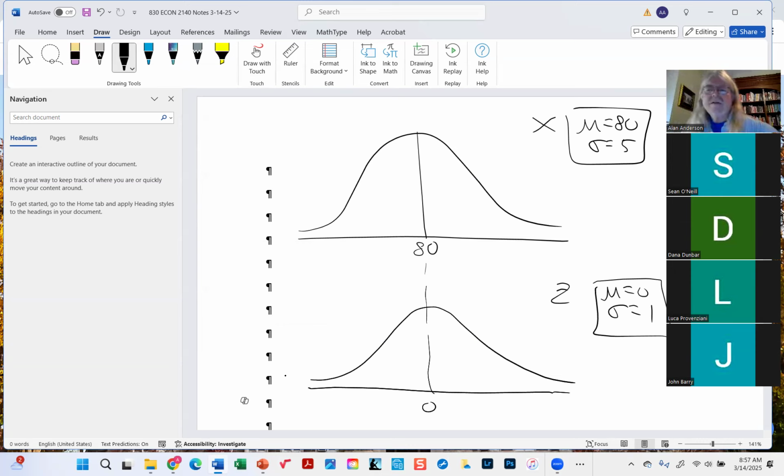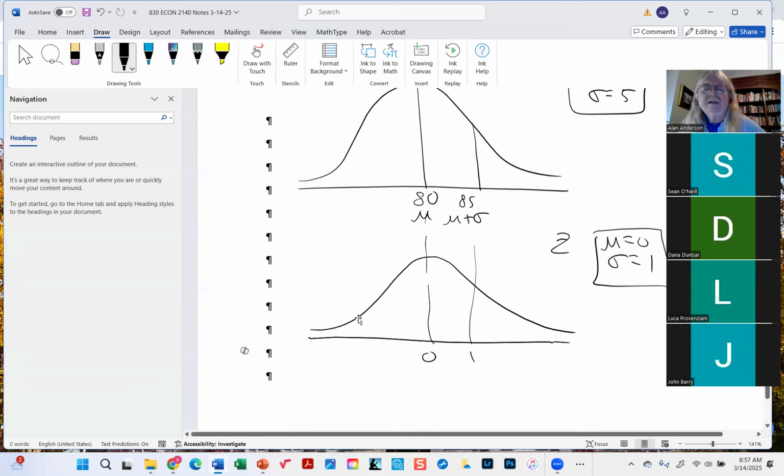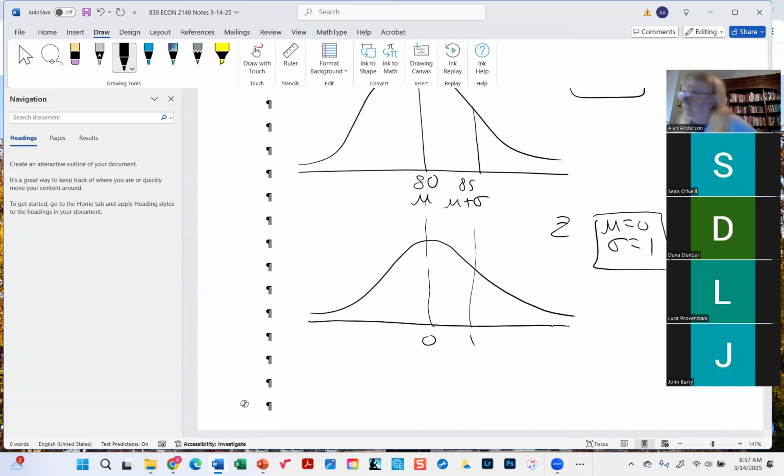So 80 in the top is equivalent to 0 in the bottom. 85 is equivalent to 1 down here, because that's one standard deviation above the mean. Then here, 75 is the same thing as mu minus sigma. It's down here, corresponds to mu minus sigma.